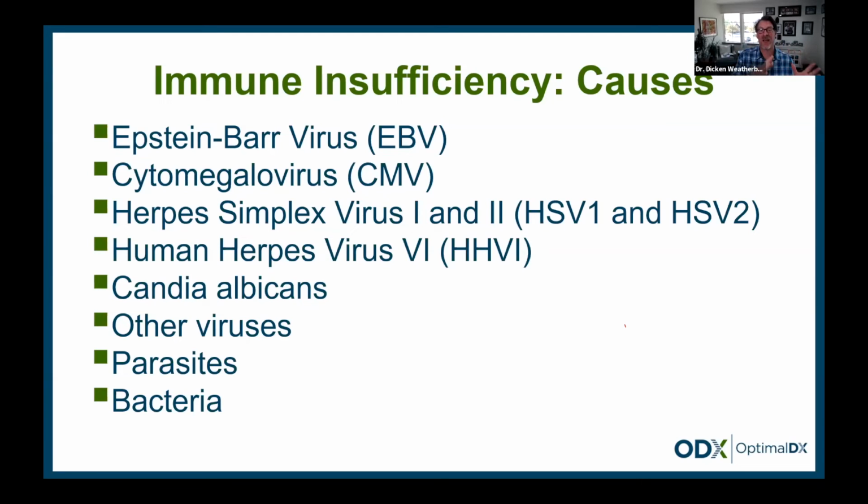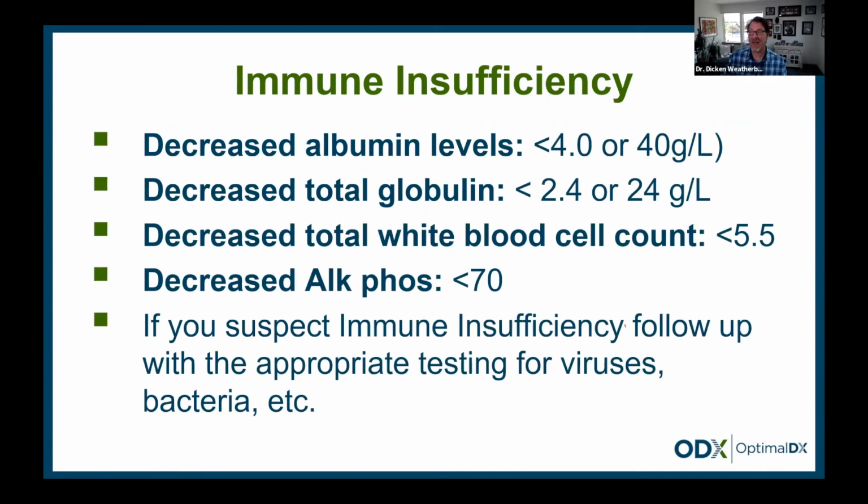And so when the homeostatic balance becomes weakened, then these types of invading pathogens take up residence in the body. And we can actually look at some of the immune biomarkers that we've already looked at today to give us a sense of whether or not this patient might be in this state of immune insufficiency. Albumin levels will be decreased, globulin levels will be decreased.